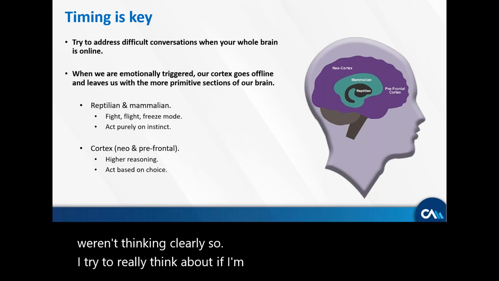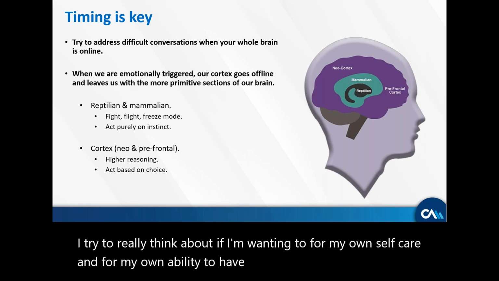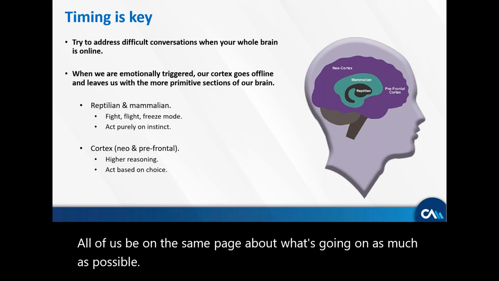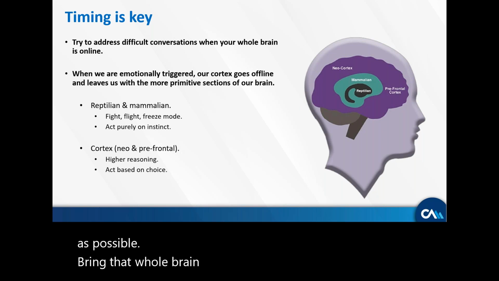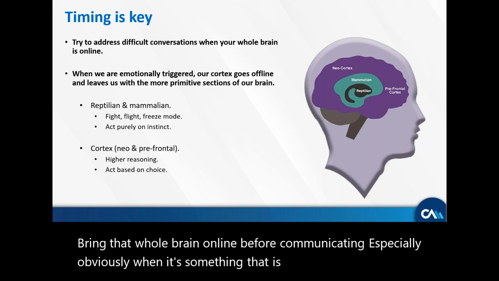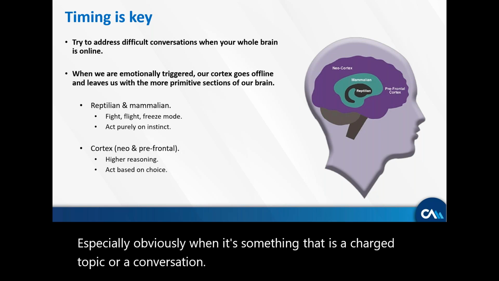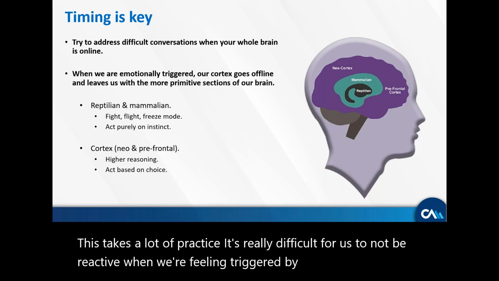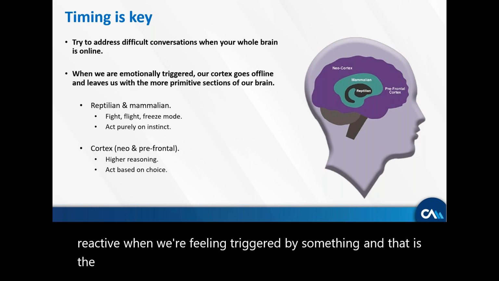So I try to really think about, for my own self-care and for my own ability to have people understand me, so all of us are on the same page about what's going on as much as possible, bringing that whole brain online before communicating, especially when it's a charged topic or conversation. And this takes a lot of practice. It's really difficult for us to not be reactive when we're feeling triggered by something. And that is the core of distress tolerance.